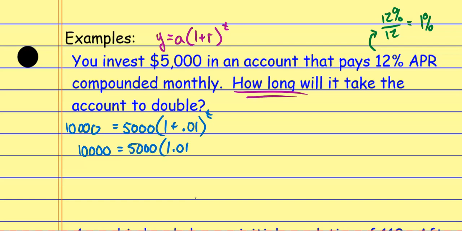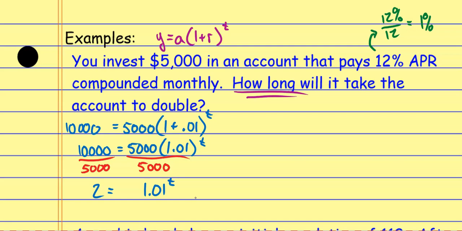That's a 1.01 raised to the t. And so now if I think about this from the perspective of what we were just doing, I want to isolate the exponential part of the function. I undo addition and subtraction, which I don't have any of here. Then I undo multiplication and division. Well, I have some multiplication right here. I'm going to divide by that 5,000. And so that gives me 2 equals 1.01 raised to the t.